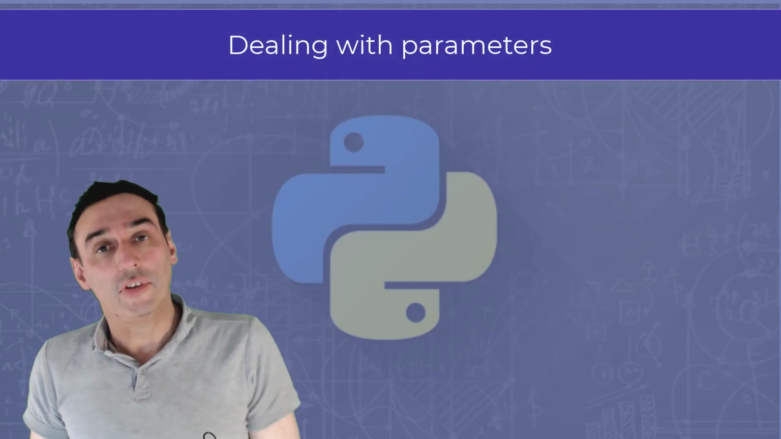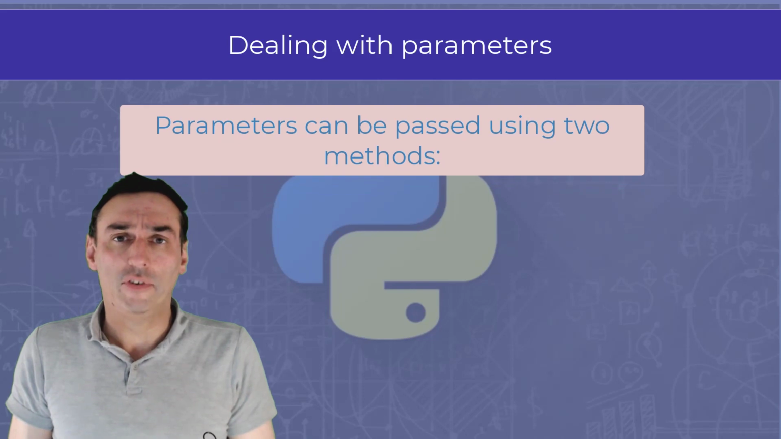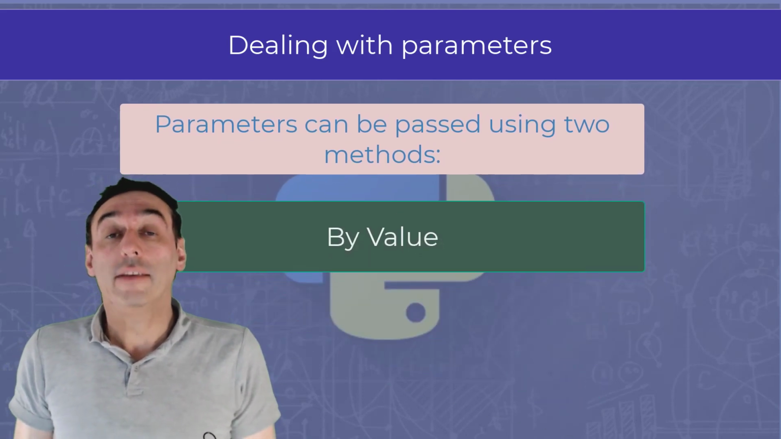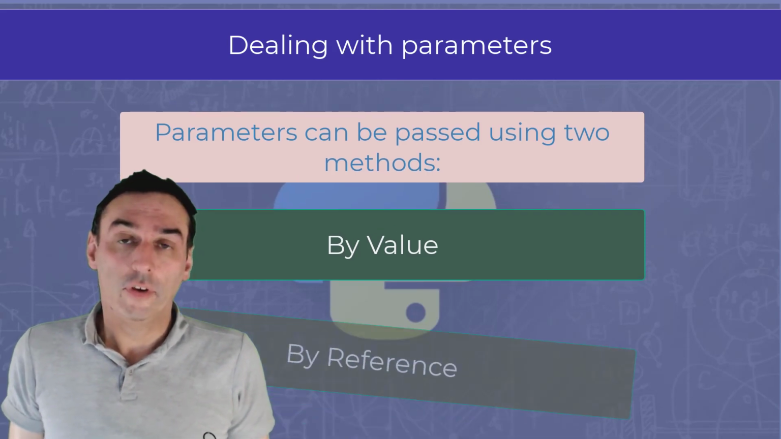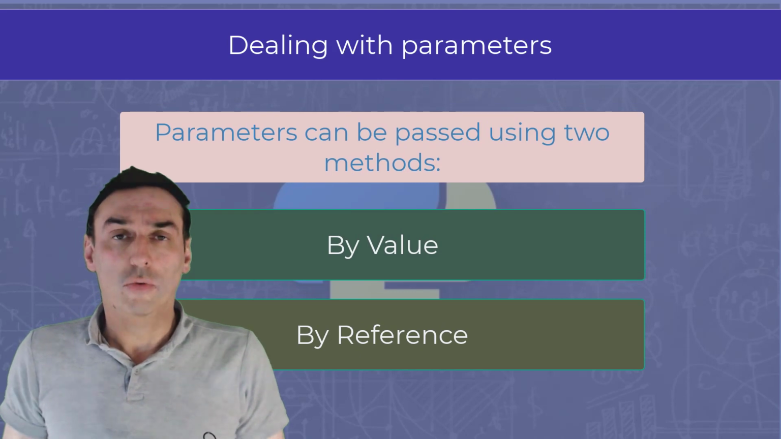Parameters are dealt with in different ways in different languages, and the main two ways in which we deal with parameters are what we call pass by value and pass by reference. What this means in the context of Python, I will go on to explain.